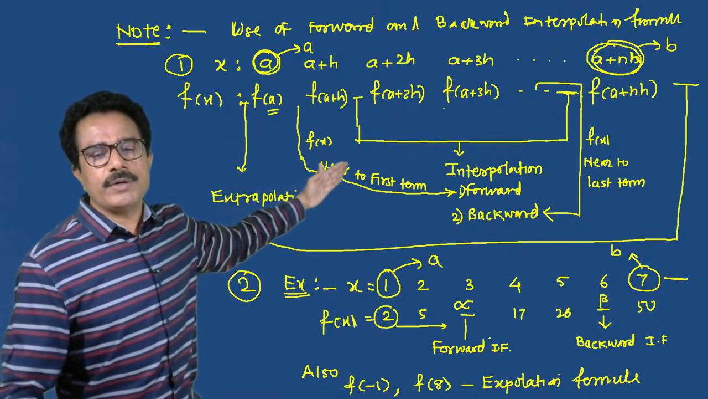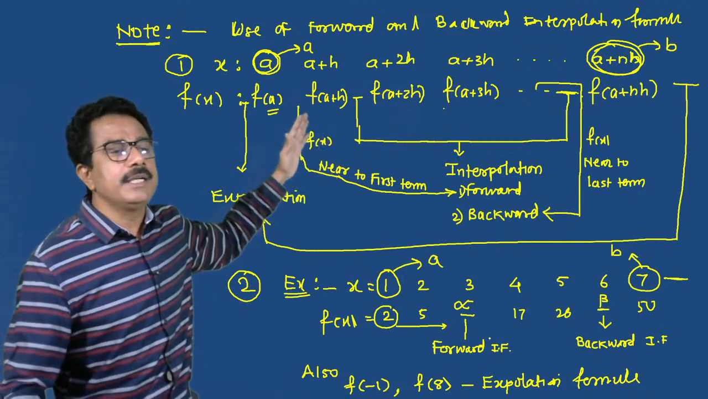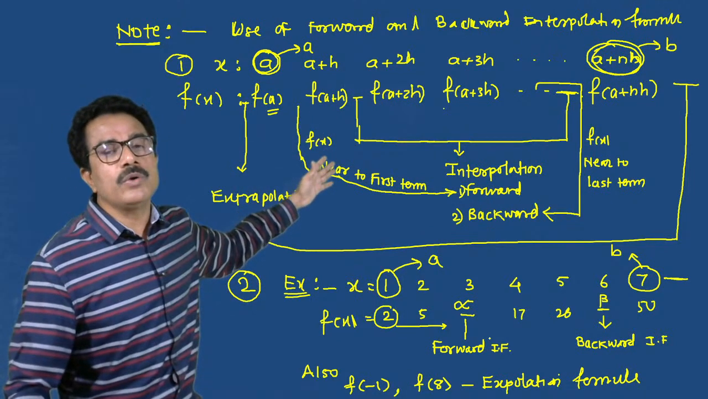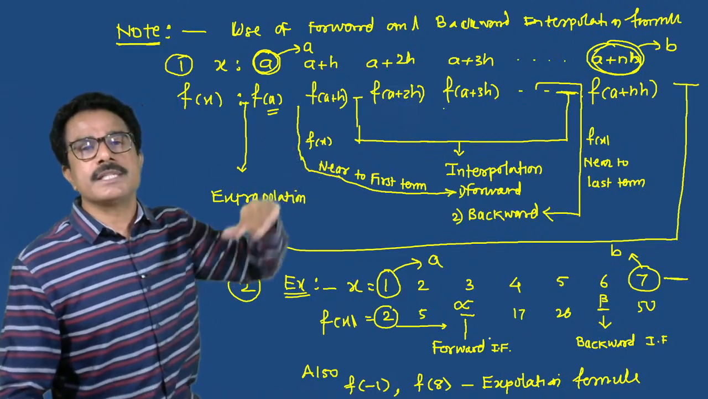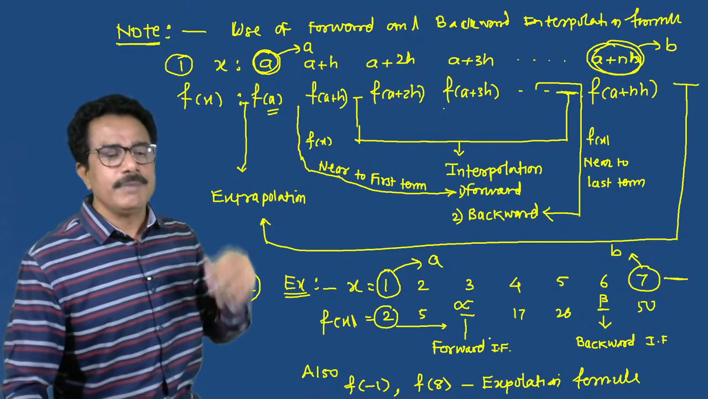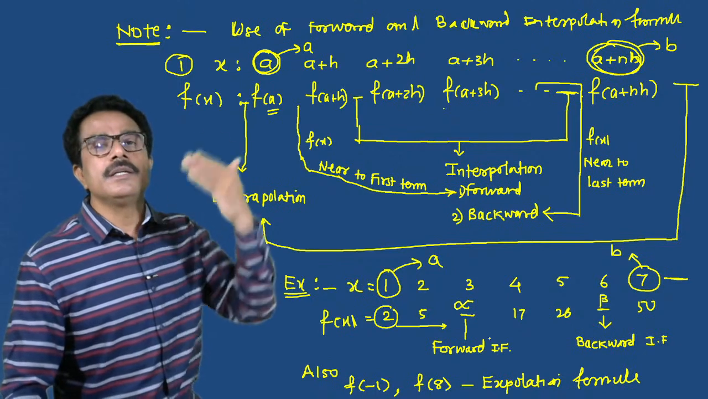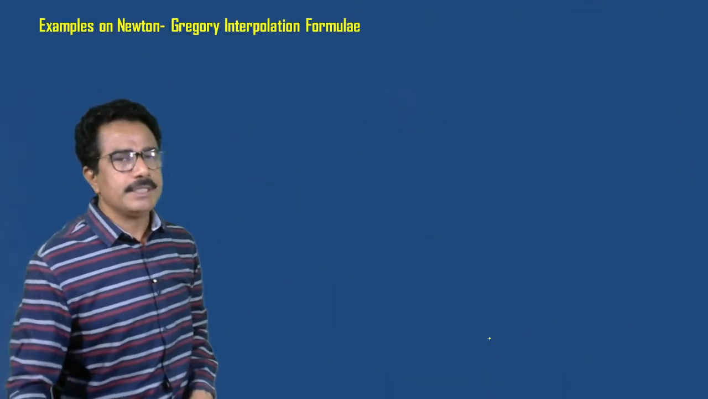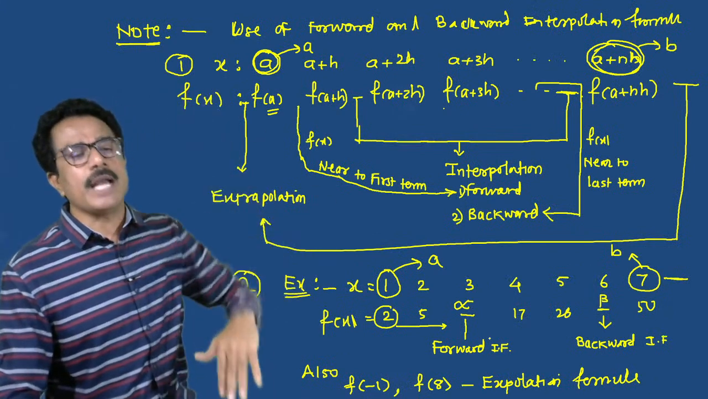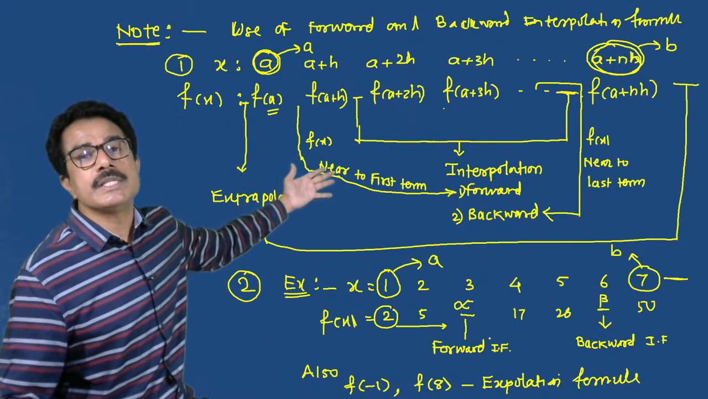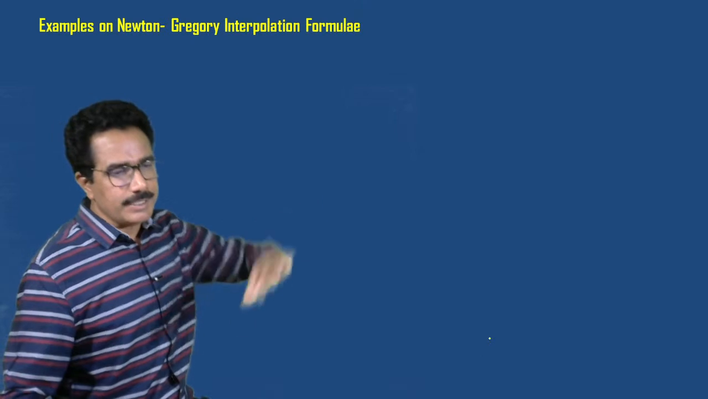When to use Newton's Gregory forward interpolation formula? If the unknown value to be found is nearer to the first, the initial value. When to use Newton's Gregory backward formula? If you want to find an unknown term which is nearer to the last term, then you have to use Newton's Gregory backward interpolation formula.